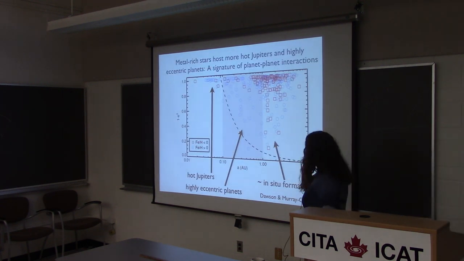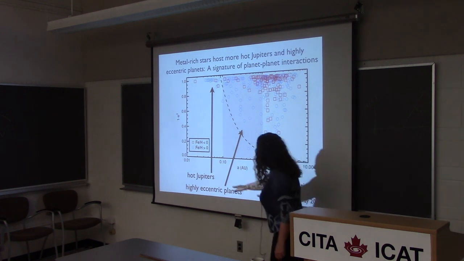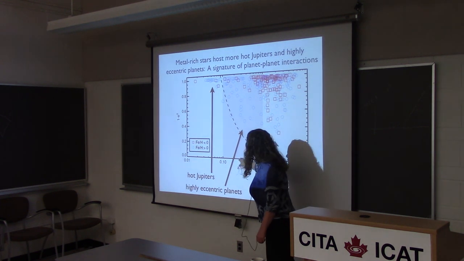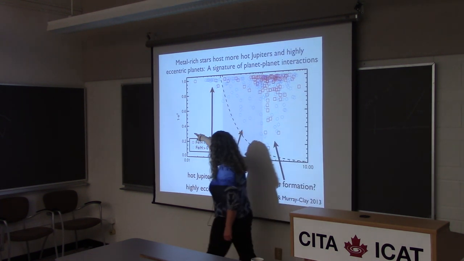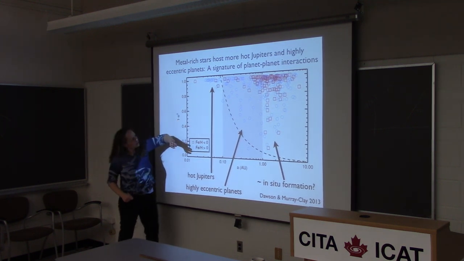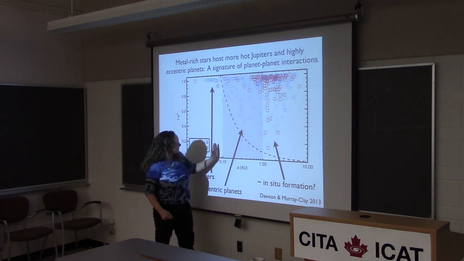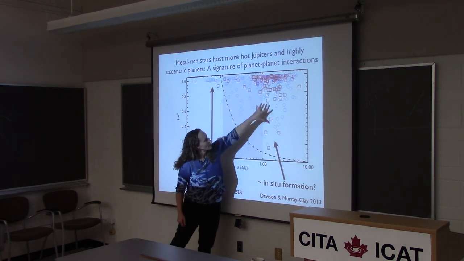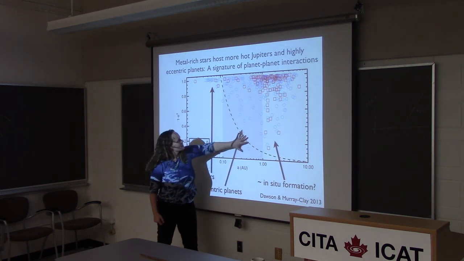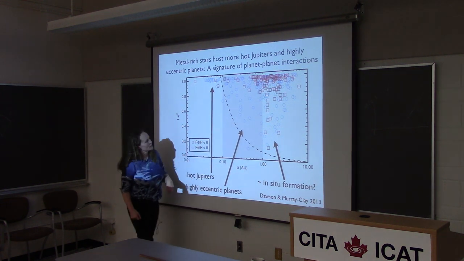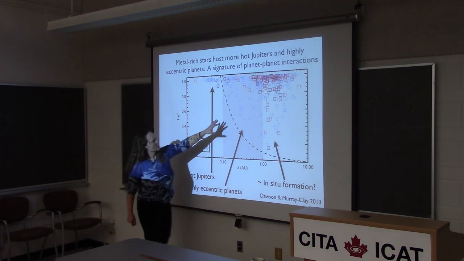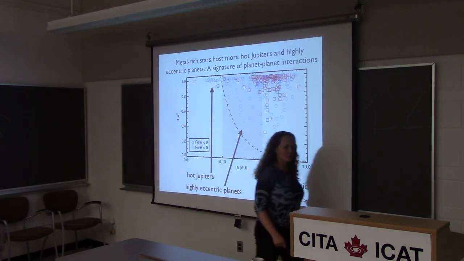Okay, so the second result that Becky found was that if you look at the radial velocity sample and look at the difference in metallicities as a function of distance, and here this is 1 minus e squared, so these are the high eccentricity planets, and these are the low eccentricities. Then between 0.1 and 1 AU, and outside 1 AU, where you have a big uptick in the population of giant planets, these high eccentricity Jupiters tend to be around high metallicity stars. You can look at these distributions, and this is statistically significant.